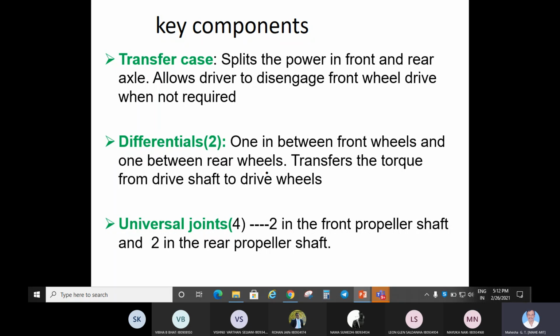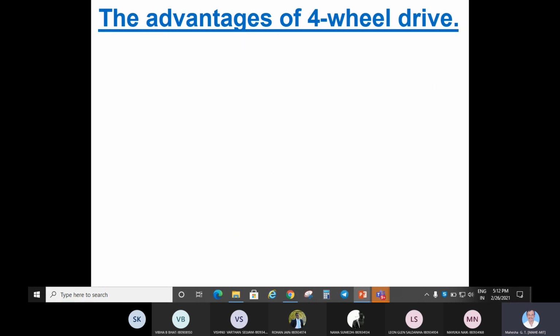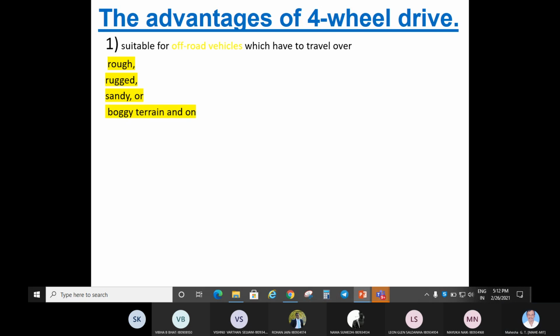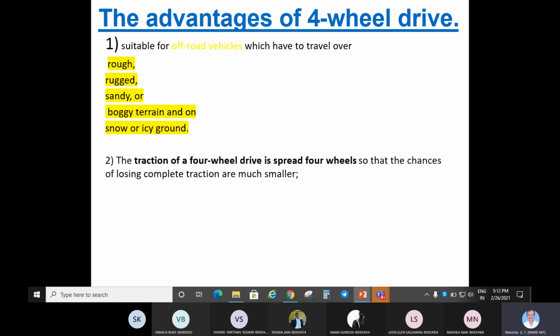Maybe our engine is now also located north-south oriented. All these are witnessed. Advantages. There are many advantages when you compare this against any of the layouts that we discussed so far. For off-road applications, normally these are the ones which are preferred, such as rough road, sandy road, boggy terrain, snow, and icy road.